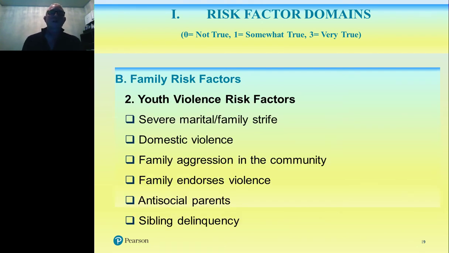So under the risk factor domain under part B, we now talk about family risk factors. Again, these are empirically based links that contribute to youth violence risk, factors that come from the family domain of risks. First is family marital strife or severe family strife. And we have domestic violence right below there.